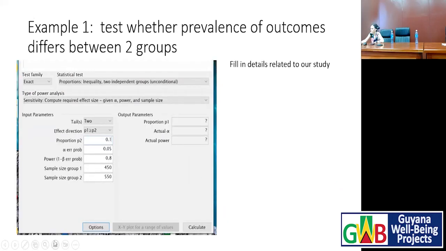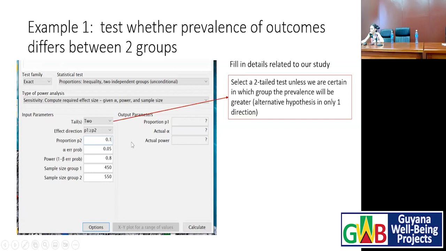Okay, so now we're going to fill in. We've made that selection to compute the required effect size. And so now we have to fill in, on this side, the input parameter side, the details related to our study.